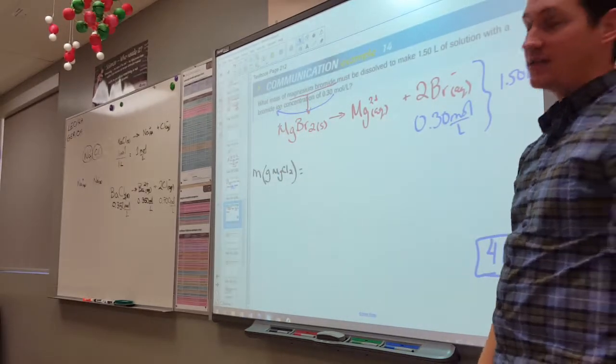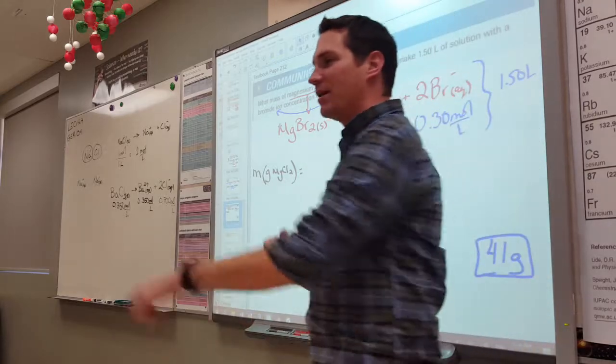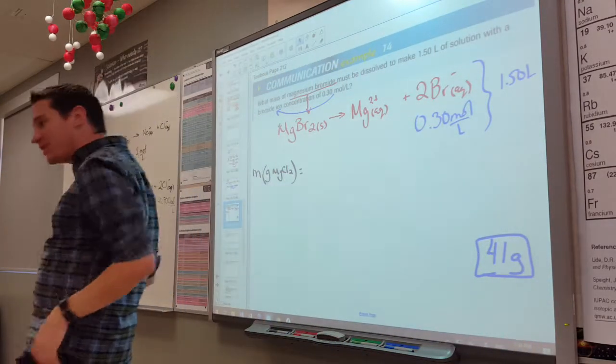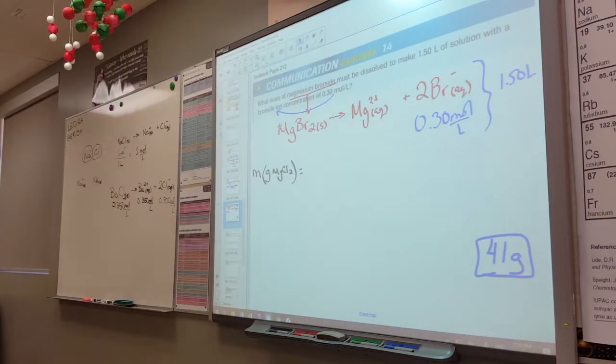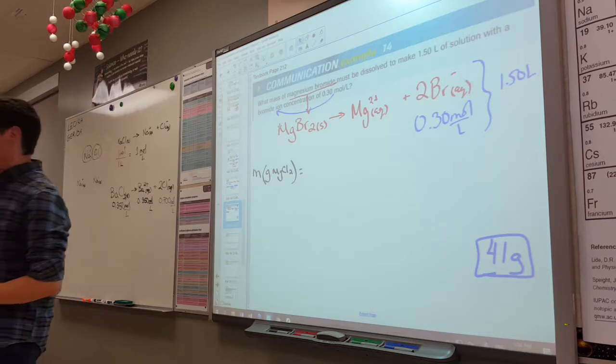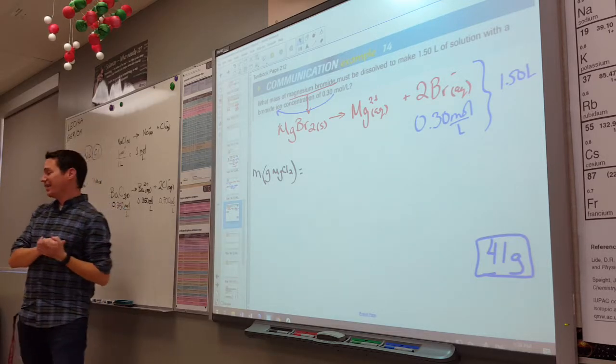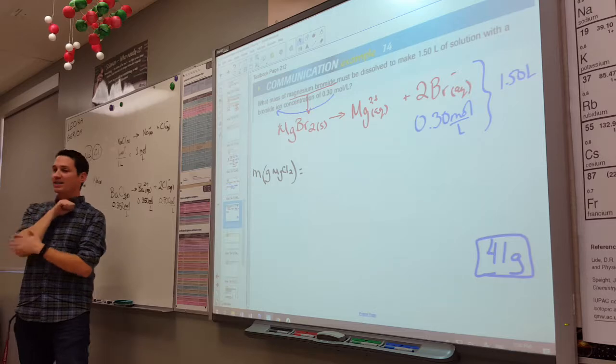Molar mass, right? So calculate for me the molar mass. You guys are groaning right now, but this should be automatic. This should be like adding 2 plus 2. It should be that easy for you by now. What's the molar mass of magnesium bromide?